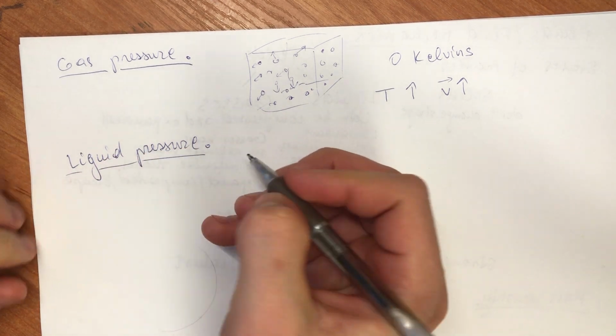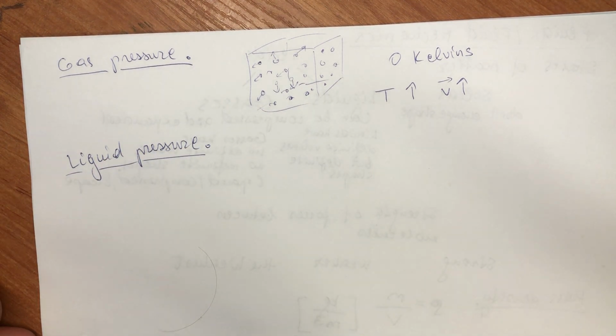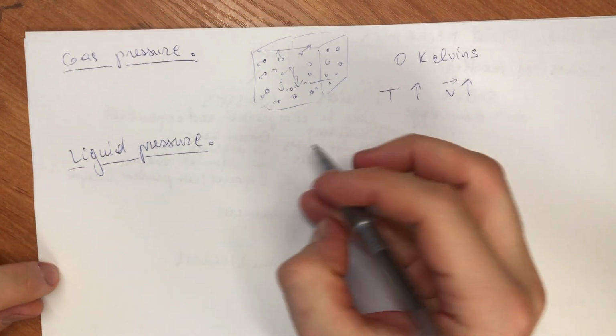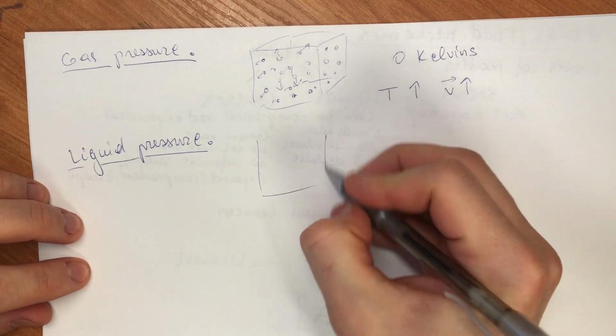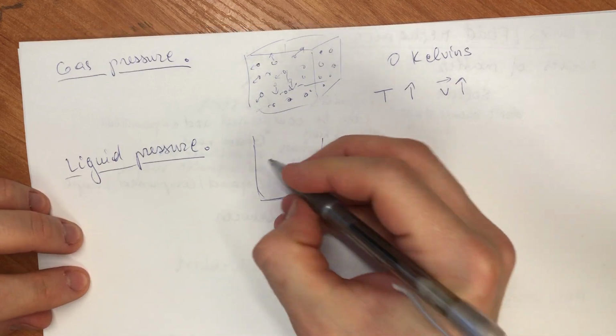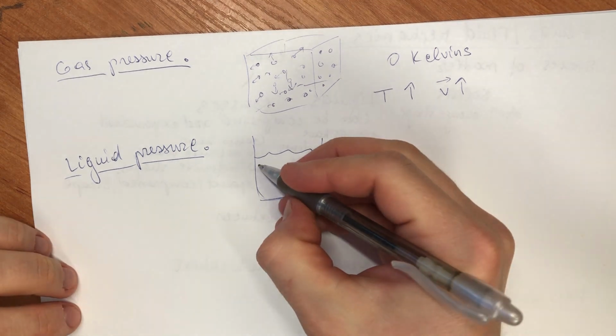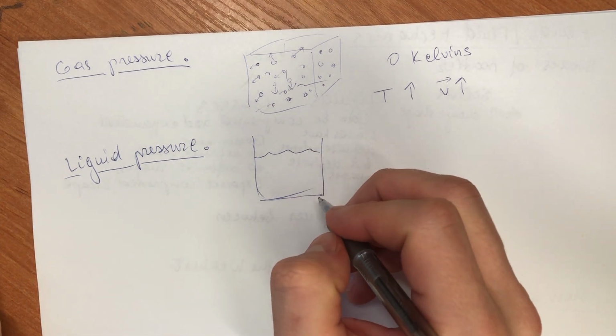So liquid pressure. Liquids cannot support themselves as compared to solids. That's why, because of this, they are in containers.